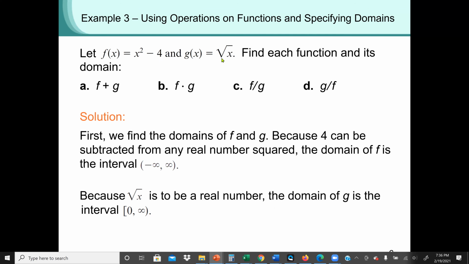Now, with the second function g at x, we have a square root. And we know a square root of a negative value, we cannot find the answer, it's undefined. So the domain of this function will be any value that starts from 0. It has to be positive, so any value that is greater than or equal to 0. A negative value is impossible here. So that's what we specify here. We say because square root of x is to be a real number, the domain of g is the interval from 0 to positive infinity. It cannot be a negative value.